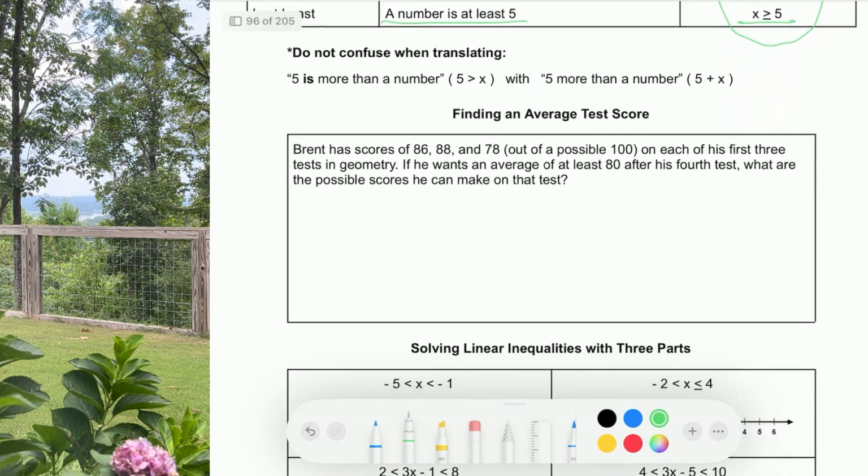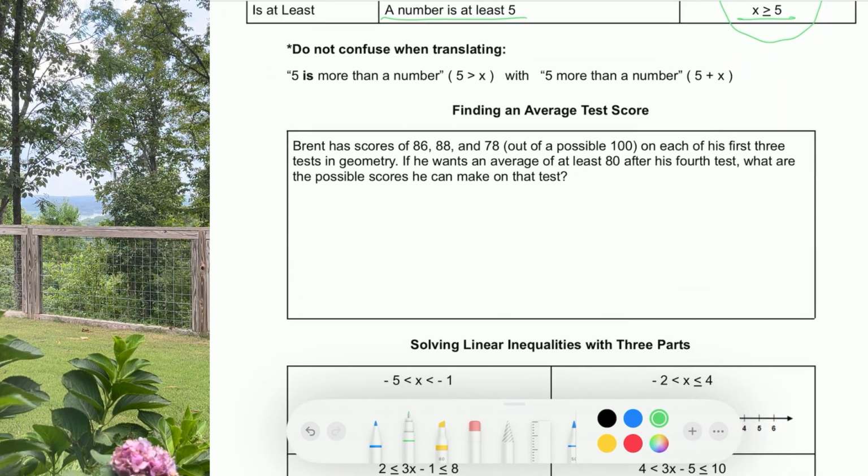All right, let's look at something that I don't want you to get confused though. Do not confuse when translating 5 is more than a number. This is how you translate it. That key word is, okay? If it says 5 more than a number, there's no is in there, then it's 5 plus that number. So the difference is the word is.